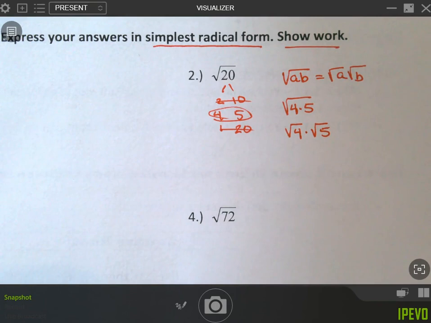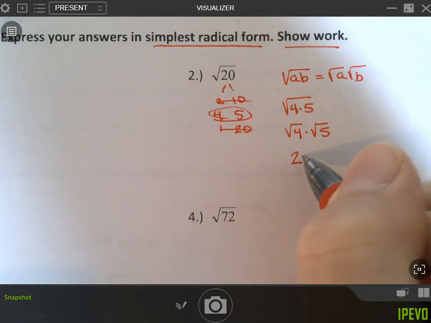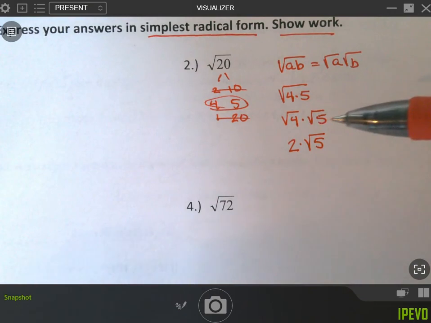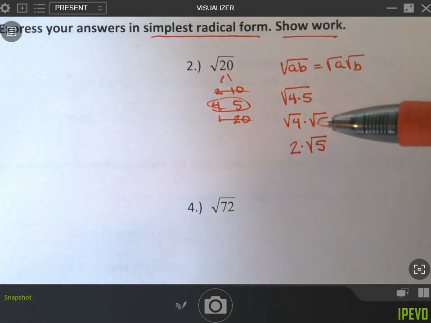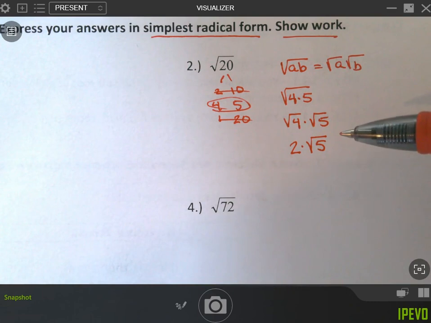And the reason I did that was I found the biggest perfect square. What is the square root of 4? So I would write this as 2 times the square root of 5. 4 is a perfect square. That's why we wanted it, so we can take the square root. Is 5 a perfect square? No, so I'm stuck with it. Now, how do I know I did the best I can? 5 doesn't break down. It doesn't have any perfect square factors, so I'm done.